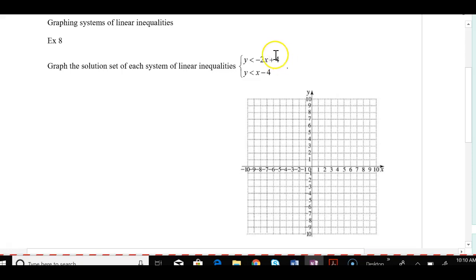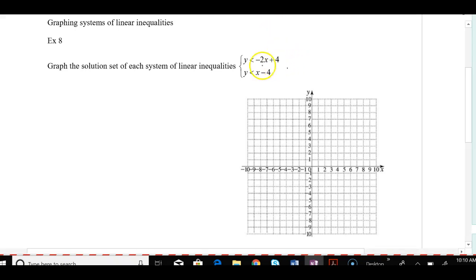In this section, the solution sets look like shaded regions. So the solution set would be, what shaded region do they have in common? Where do the solutions overlap this time? Okay. So all we've got to do is graph both of these solution sets on the same graph, and then just find out where they meet. That's it. So let's do that.